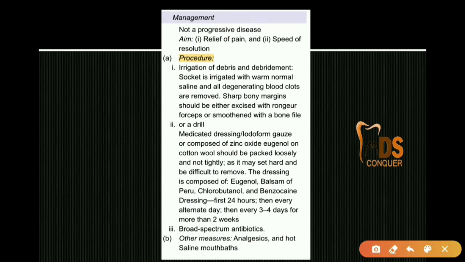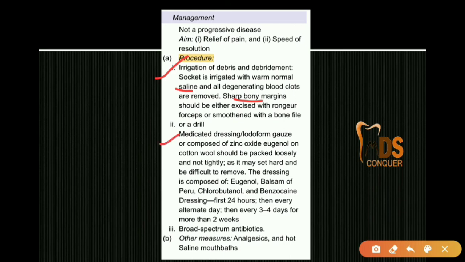Then management: the main thing is to relieve the pain and to speed the healing of the socket. So you have to do irrigation of the debris and debridement of the socket. This irrigation should be with warm saline, and you have to check whether any sharp bony margins are there. Then you have to smoothen those bony margins.